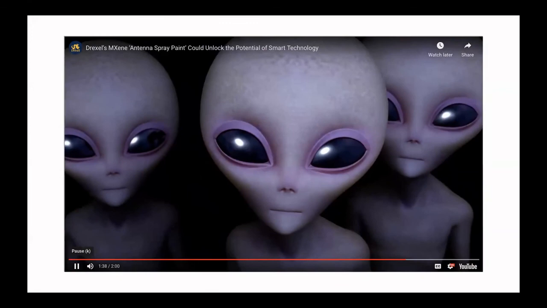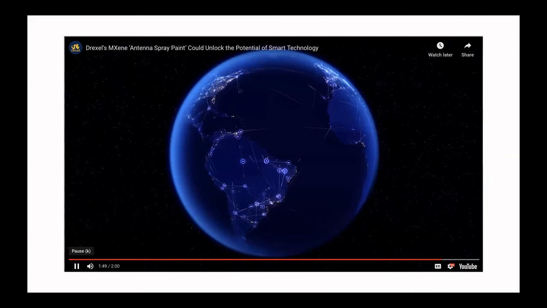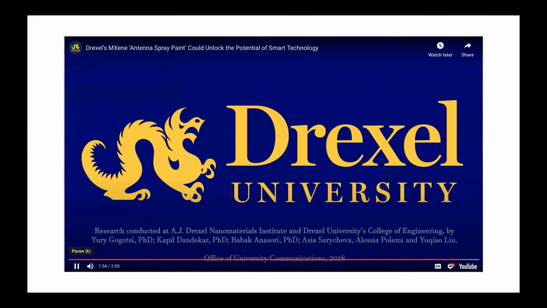Okay, maybe not anything, but some really important things, like roads and bridges, baby cribs, hospital gowns, and other things that help keep us safe. This research is connecting us with the world in exciting new ways, and it's only happening at Drexel.